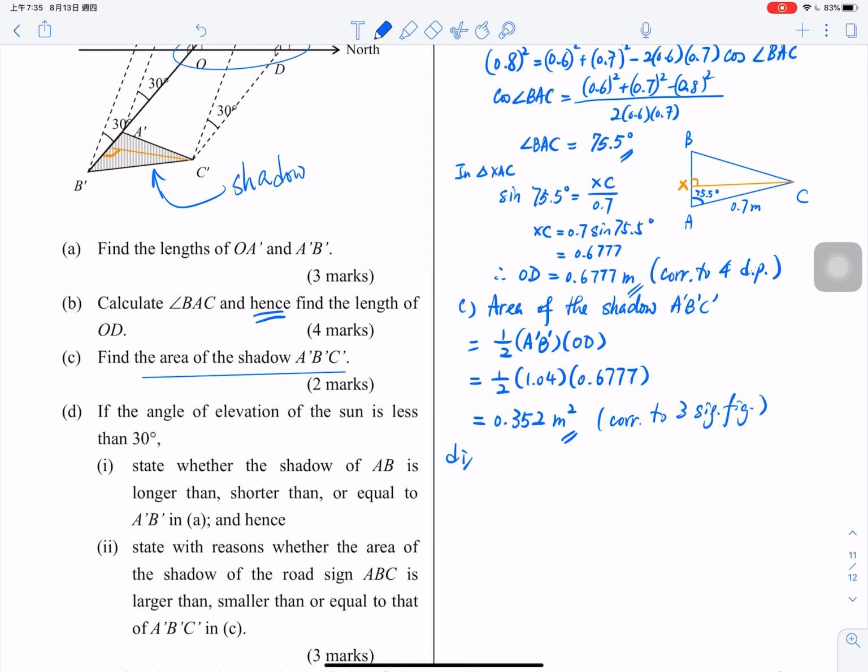Okay, you can say that the shadow of AB, yeah, longer or shorter or equal to A'B'? Yeah, because the angle of elevation is less than 30 degrees, that means this one will be longer. Very good. Longer than the original A'B'. Okay? D2.